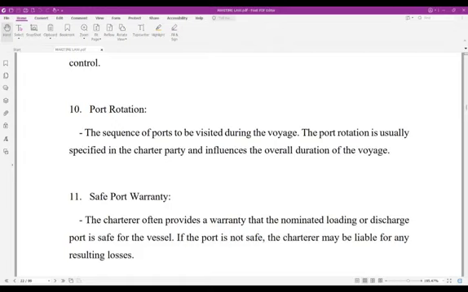The charterer, that is the person hiring the vessel, often provides a warranty that the nominated loading or discharge port, where the unloading is going to take place, the discharge port, is safe, secure for business to be transacted or for transactions to take place. If the port is not safe, then the liability rests on the shoulders of the charterer. Simple and straightforward.